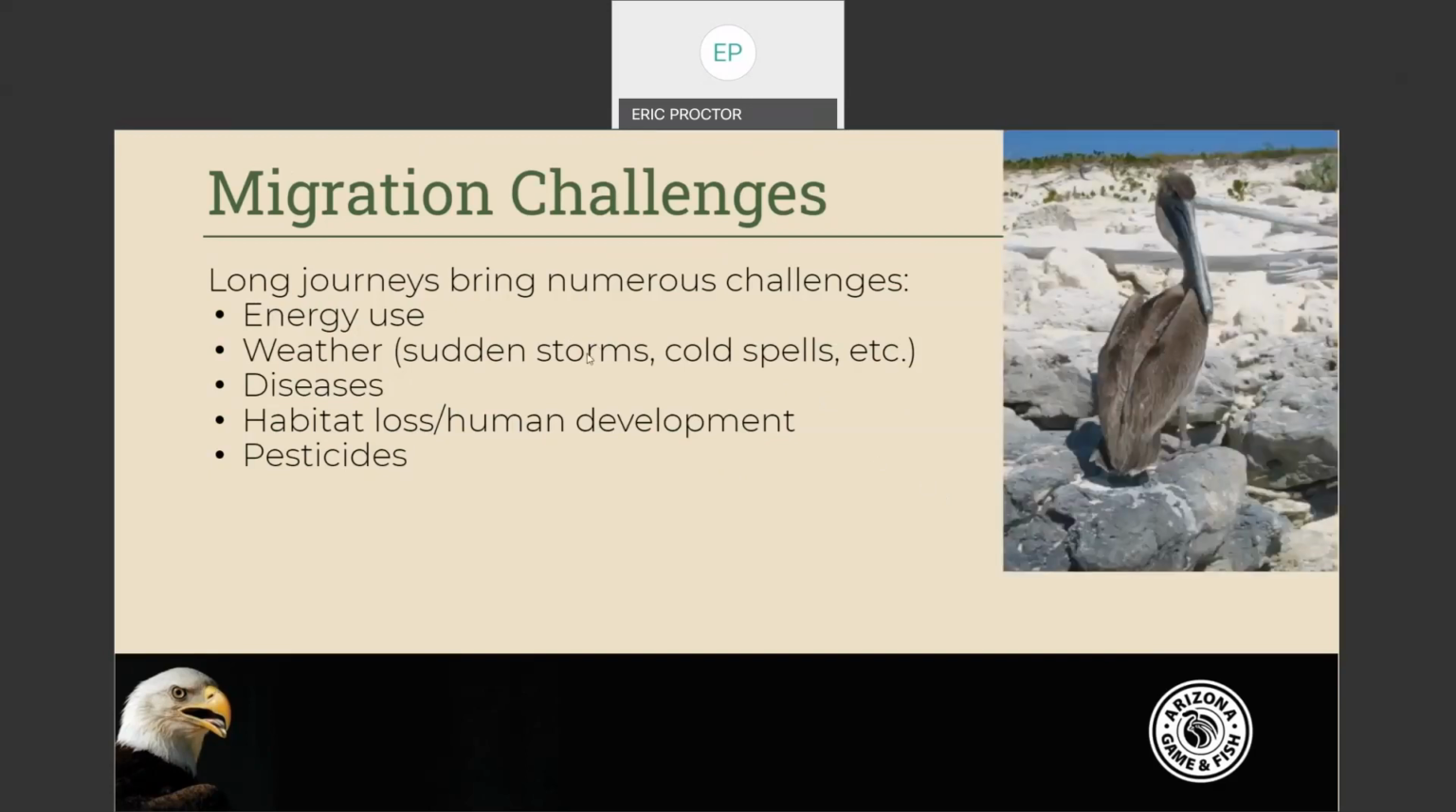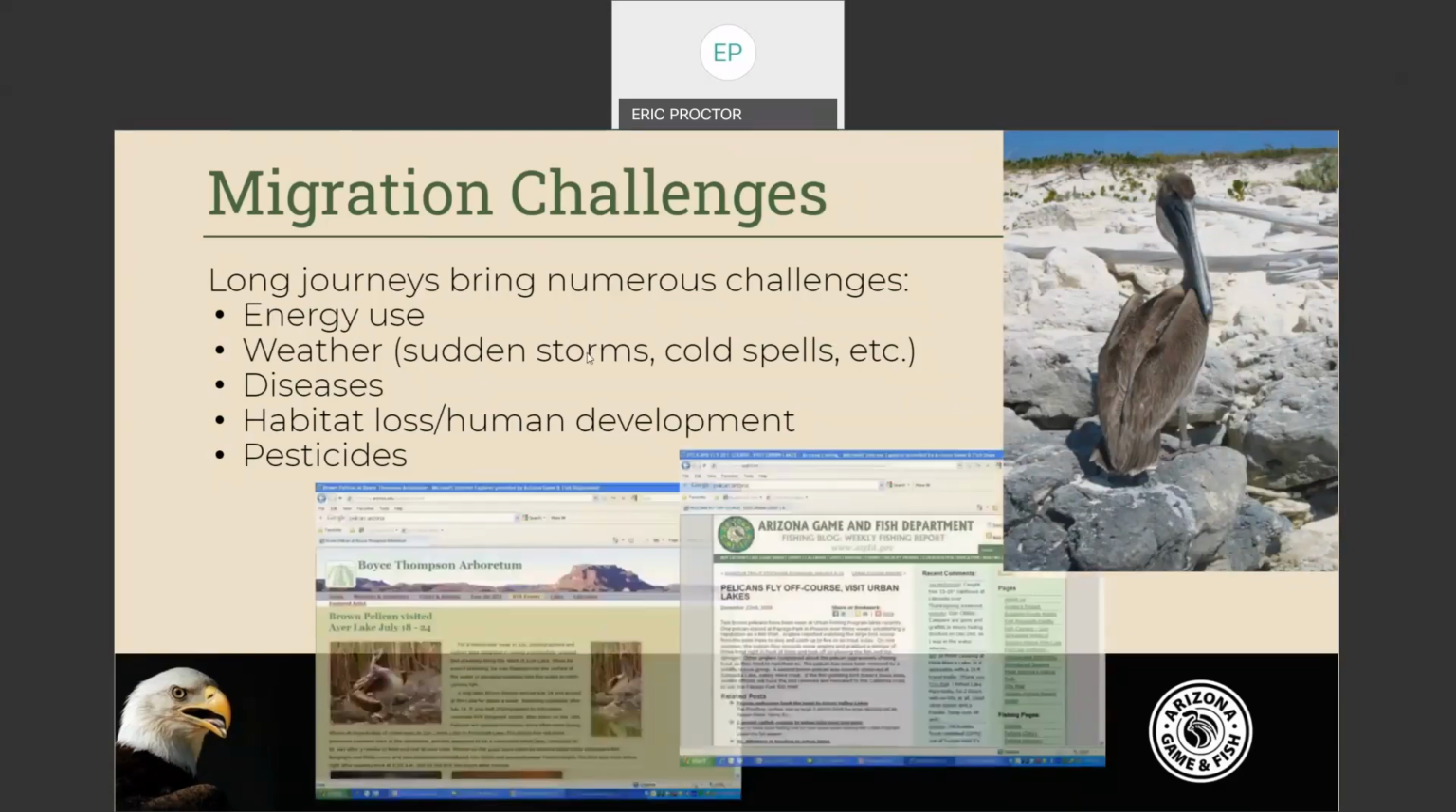This is a picture of a pelican that was taken in Arizona. Pelicans aren't supposed to be here, but every now and then, as you can see from the news articles at the bottom of the screen, it is somewhat common occurrence. So we do get this every now and then as pelicans sort of get blown off course somehow, and they end up in Arizona.